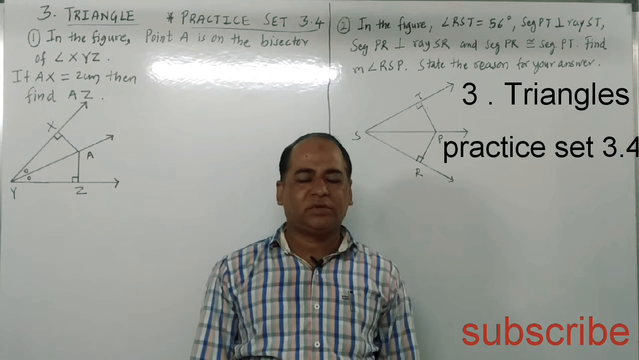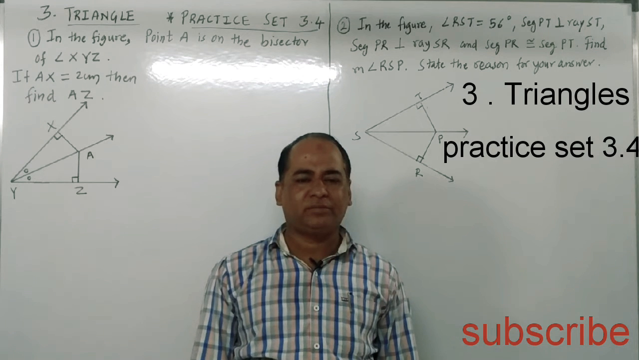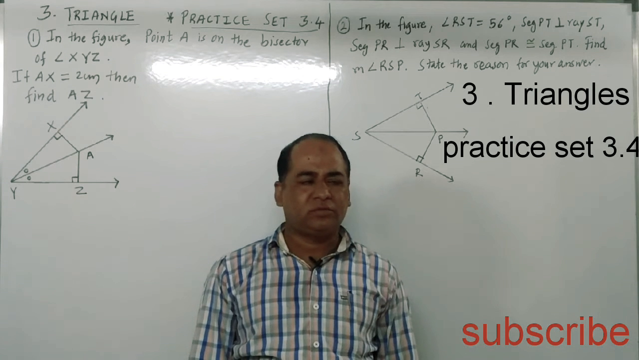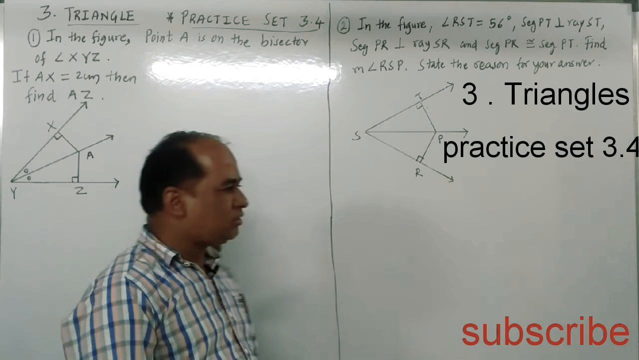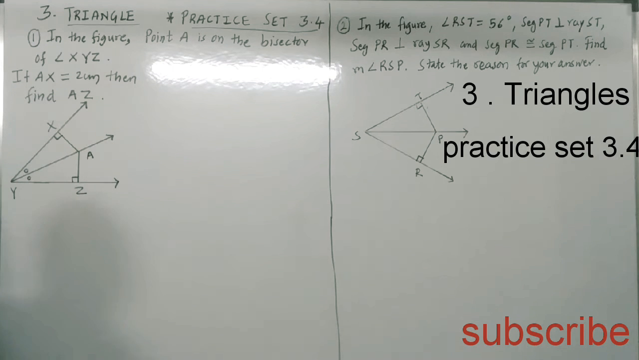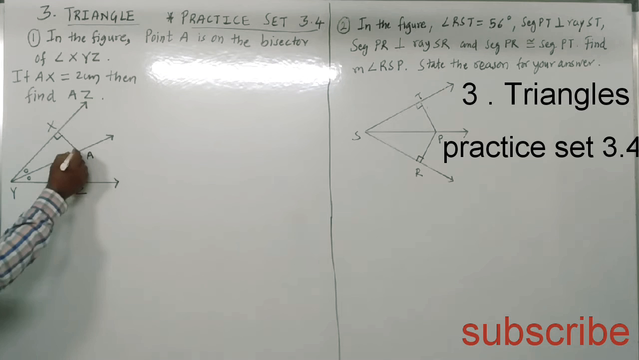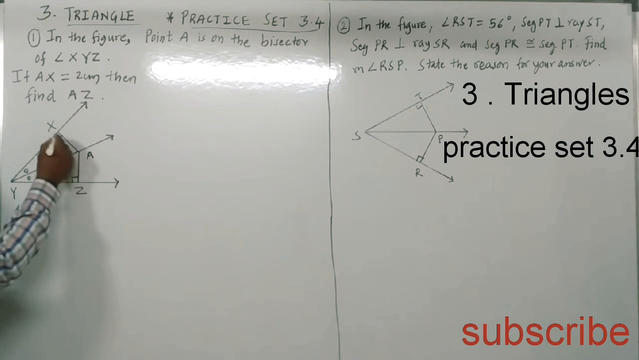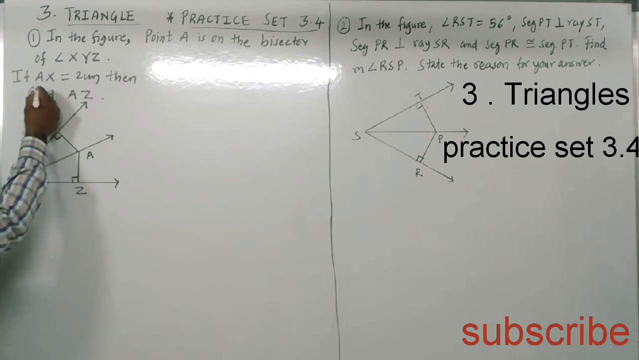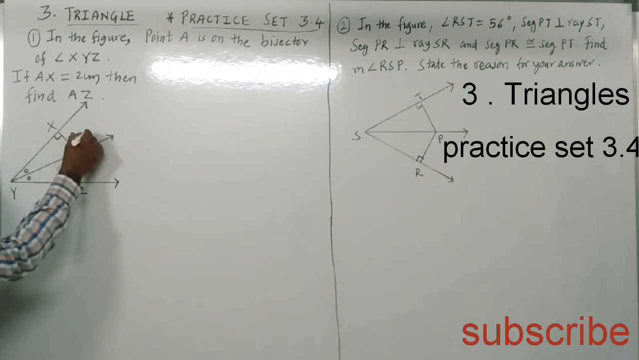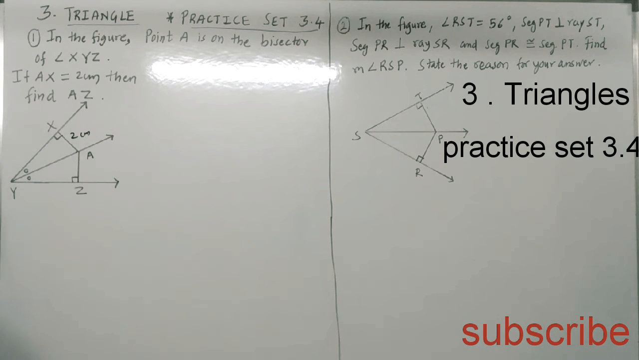Dear students, today we'll solve the examples of practice set 3.4 from the chapter Triangle, which is based on the perpendicular bisector theorem, angle bisector theorem, and properties of inequalities of sides and angles of the triangle. So, based on all these theorems which you have studied, let us solve practice set 3.4. First example: in the given figure, point A is on the angle bisector of angle XYZ. If AX is 2 centimeter, we have to find AZ.